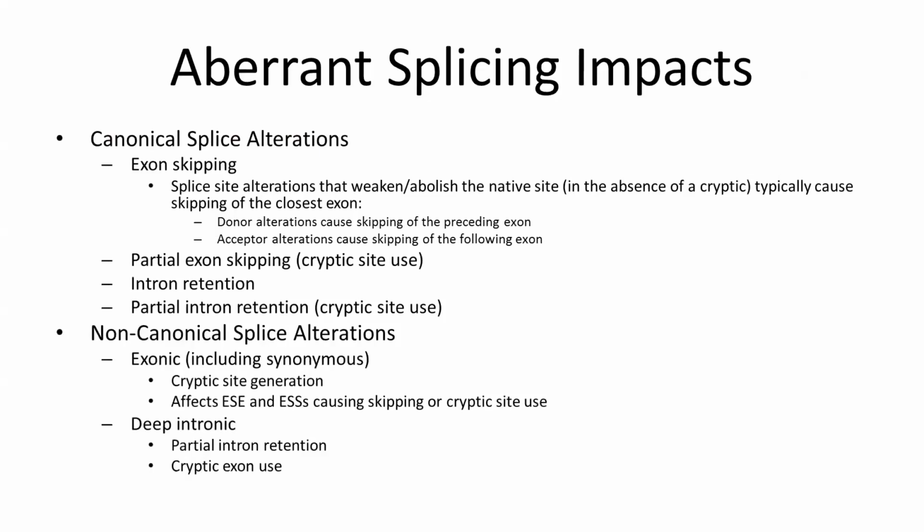And then in terms of non-canonical splice alterations, the exonic ones that include synonymous alterations, so these would be ones that are within the exon but not necessarily near the splice site, could create a cryptic splice site, and they could also affect some ESEs and ESSs, which we'll talk about, I think, in a minute, just very briefly, or they could cause cryptic site use, and similarly with the deep intronic alterations. So these are also not very near the splice alterations, but they may cause partial intron retention events or cryptic exon use.